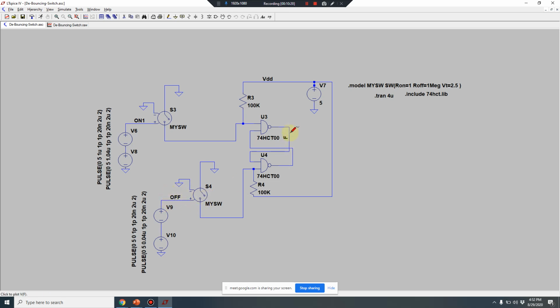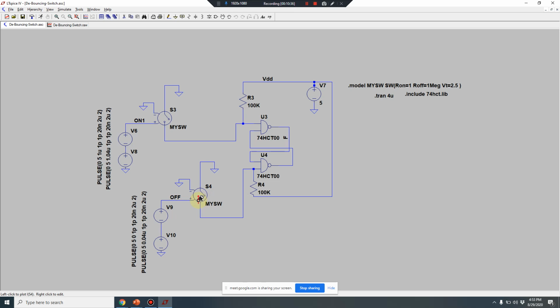Okay, the output signal is F, my final output from the upper NAND U3. I have named that as F. So initially I am switching this. I am just pressing this switch so that F is reset to 0 initially.